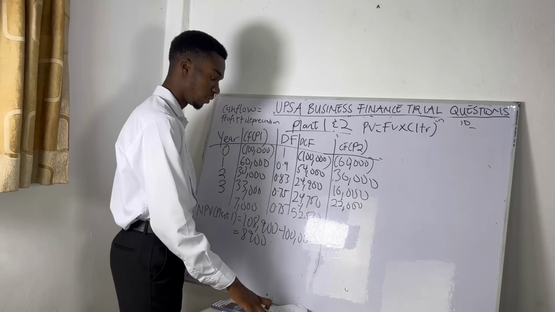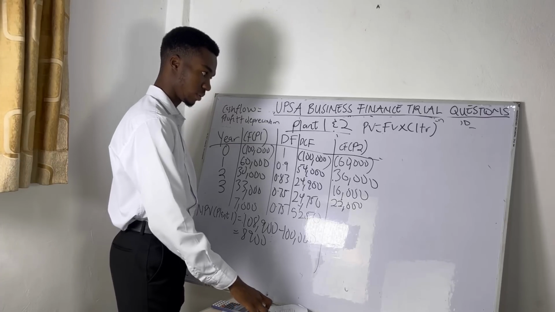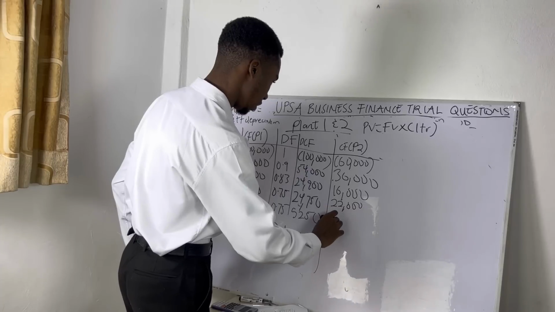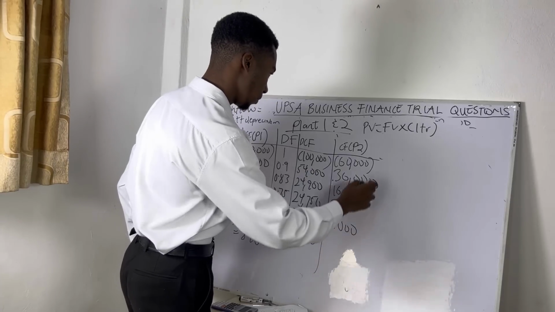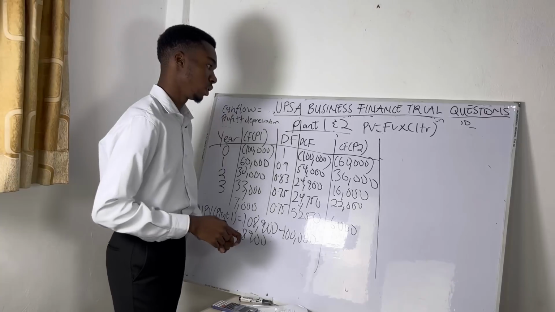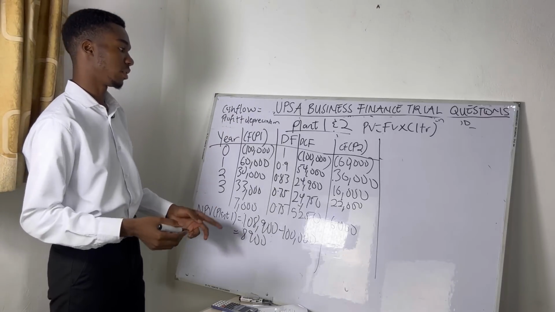And the question also gave us a residual value for plant 2. So that one is 6,000. So we can put it here, 6,000. So now we can straight away find the discounted cash flows.